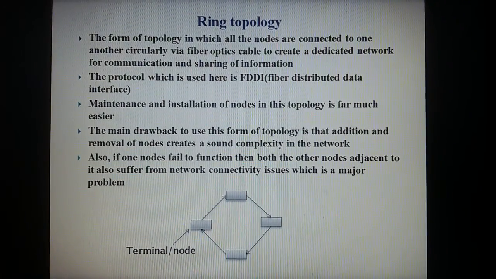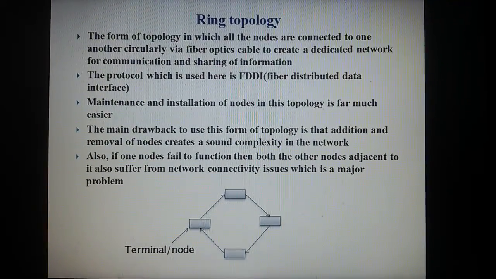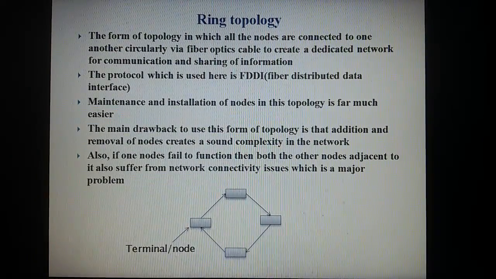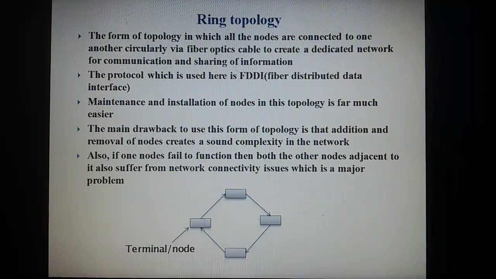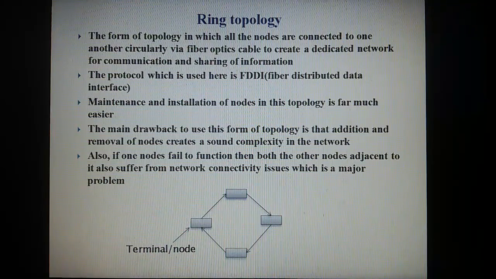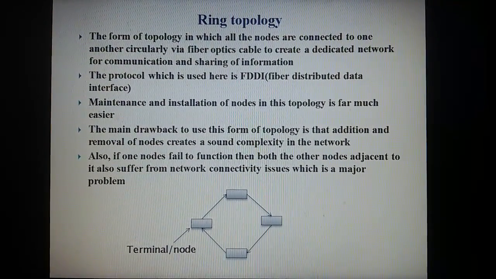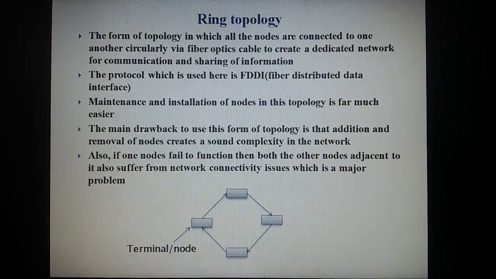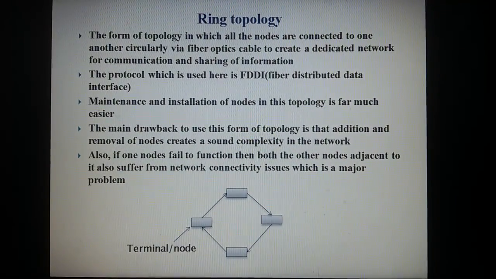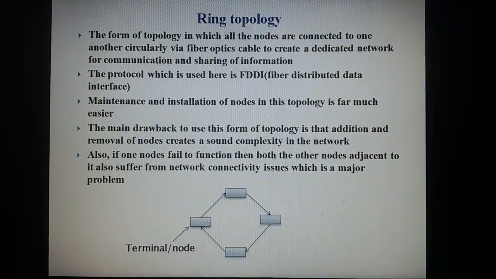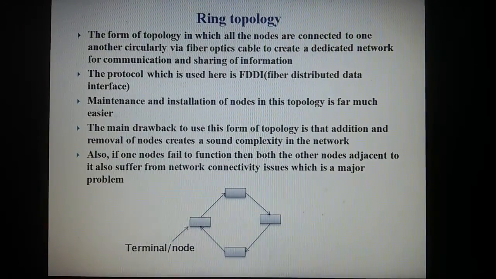Maintenance and installation of nodes in this topology is far easier. The main drawback of this form of topology is that addition and removal of nodes creates considerable complexity in the network. Also, if one node fails to function, then both the other nodes adjacent to it also suffer from network connectivity issues, which is a major problem.